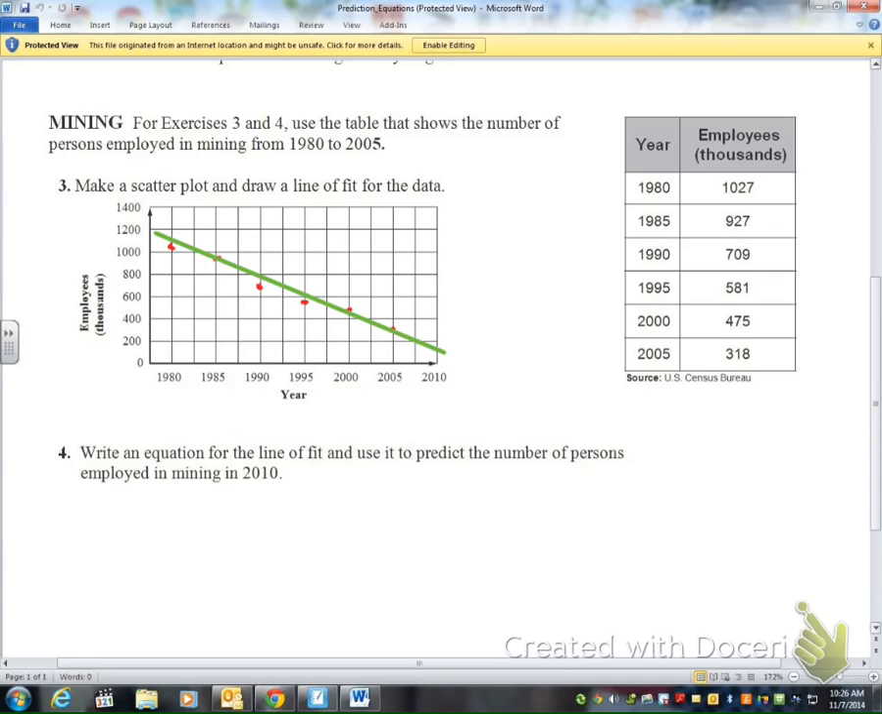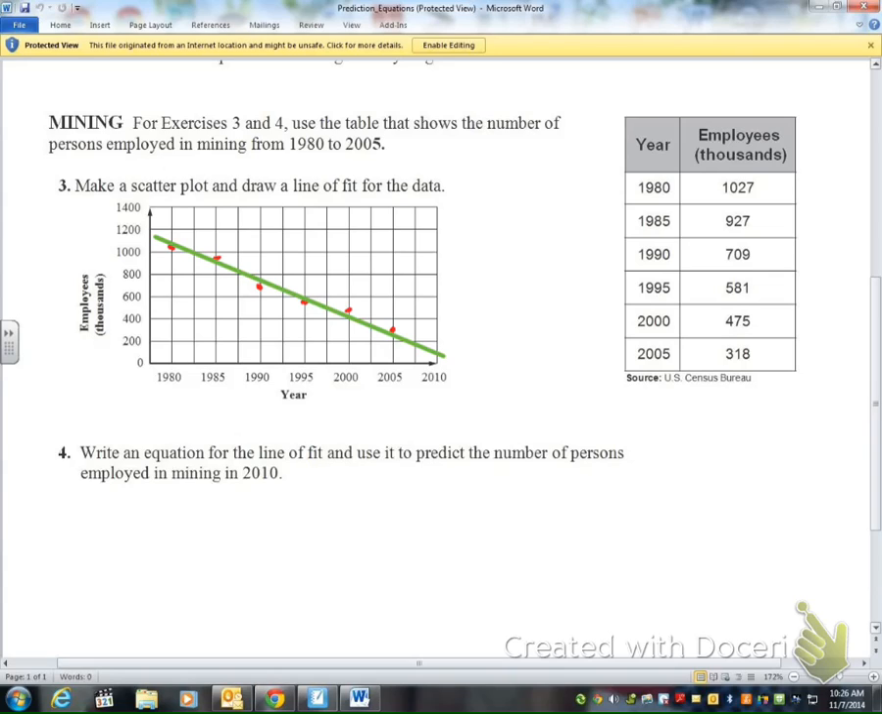I'm going to put this line of best fit right there. I try to put it in the middle. Notice what points are actually on my line of best fit. 1980, that one's fairly close, but is it actually on the line? What about that one? That one? That one? Okay, so the line of best fit here isn't actually going through any of my points.